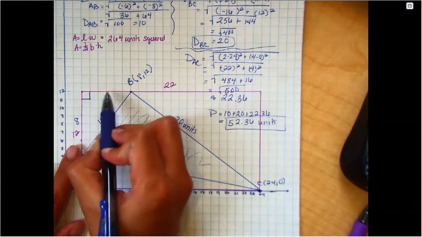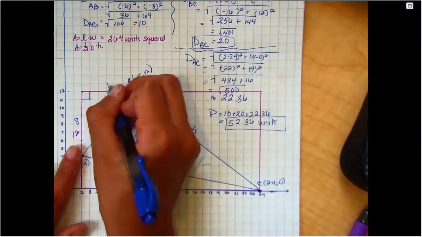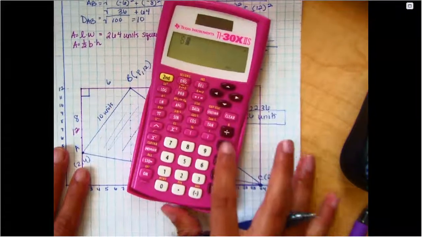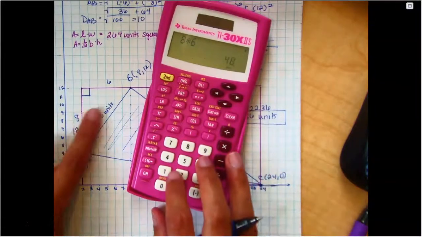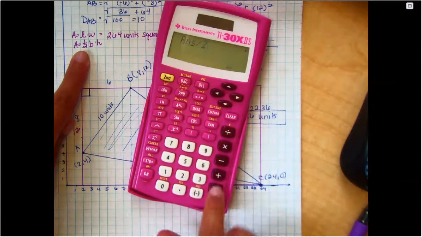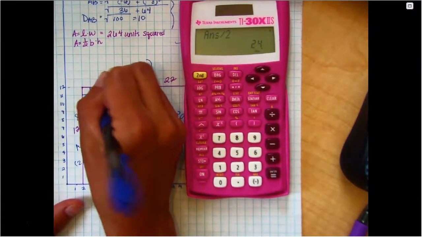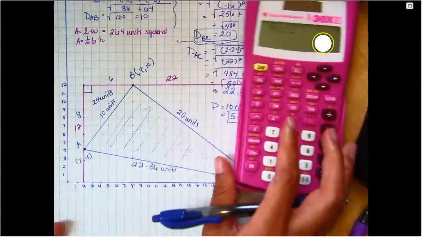There are 1, 2, 3, 4, 5, 6 units here. So this is going to be 8 times 6 divided by 2, right? Half of that. So this is going to be 24 units. So we're going to take away 24 from this, okay?